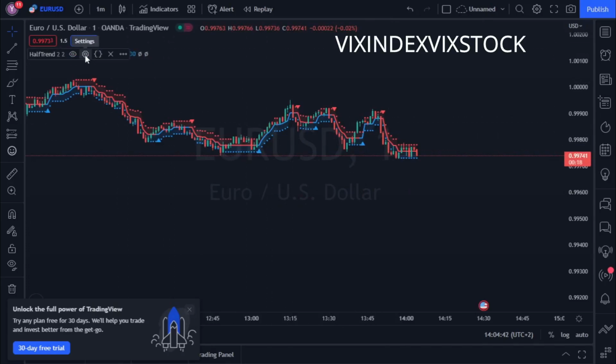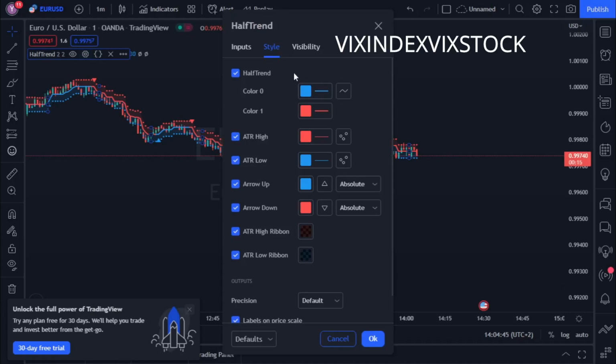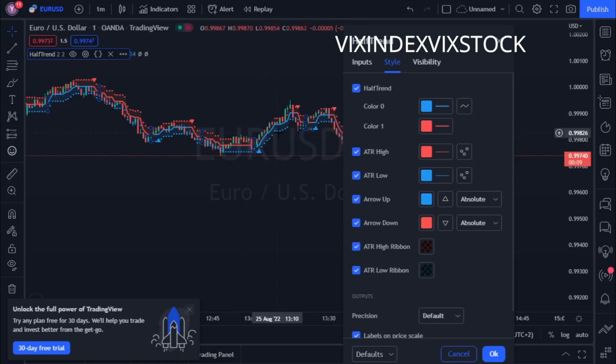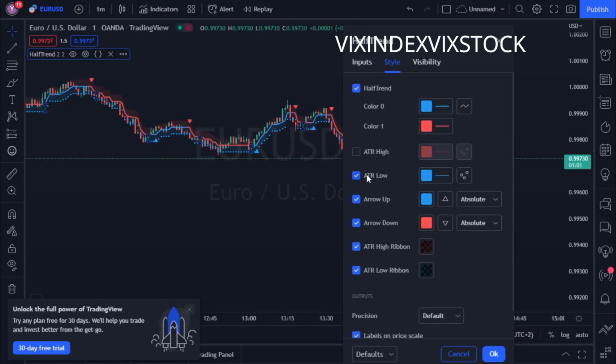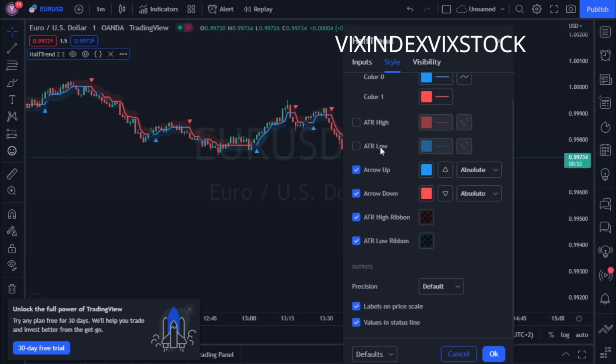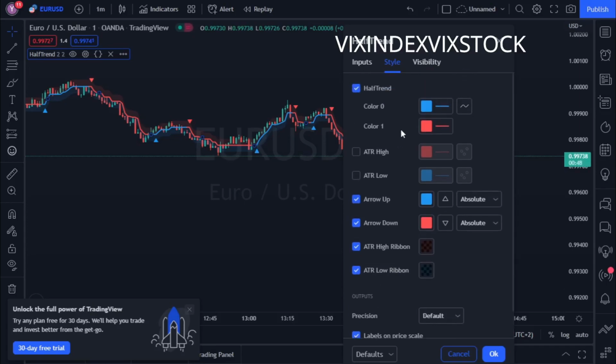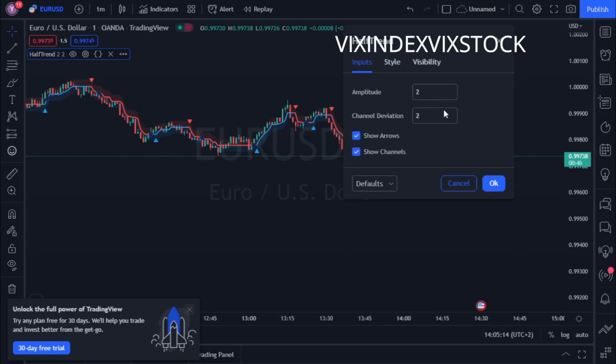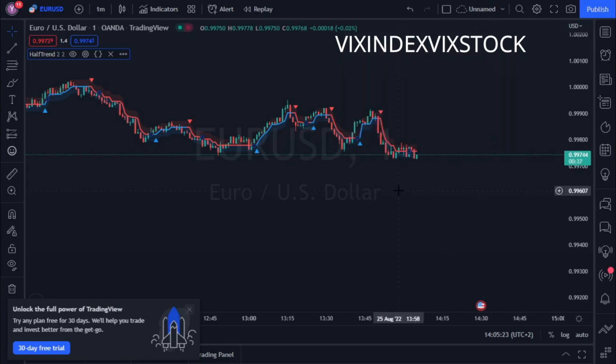We are going to come here where there's a gear, and click on there. Let me just move this to the side so that you see the effects on our chart. We are going to remove the top ATR high. You can keep it, but I don't need it, so I'm just going to remove it, as well as the lower one. I want to keep my charts cleaner. I'm going for a cleaner look. So that's it about the style. You can play with the inputs here, but for now we're just going to use the default ones. Then we go OK.